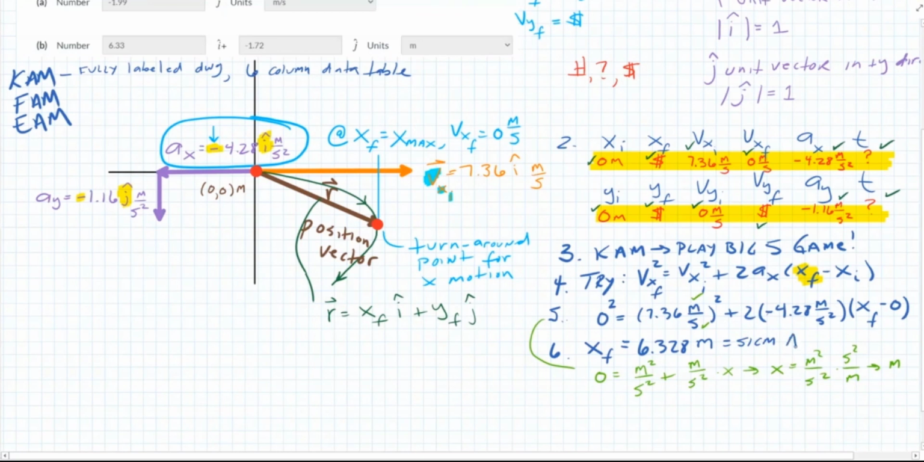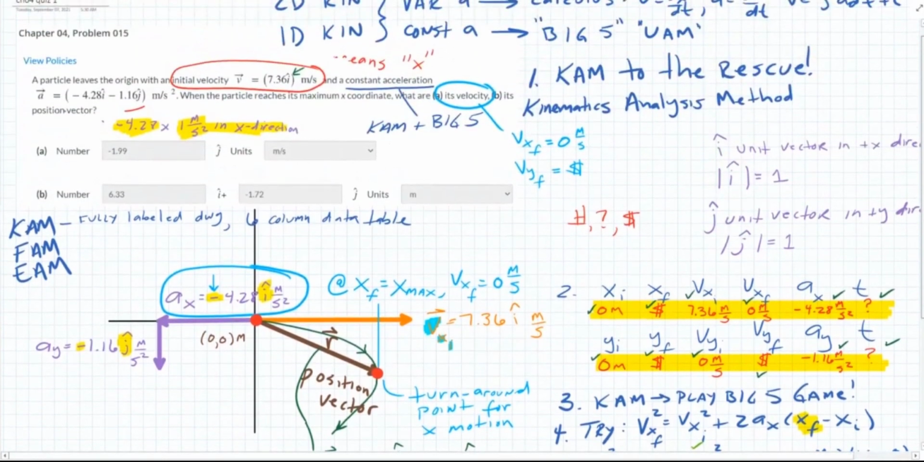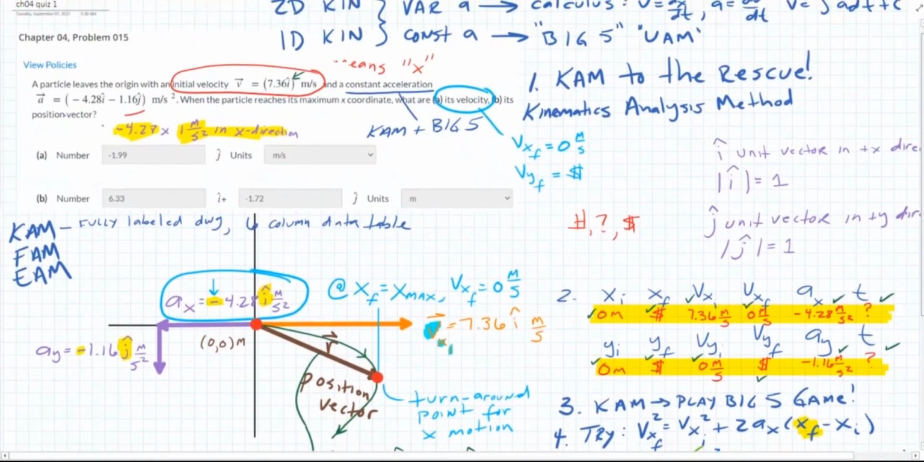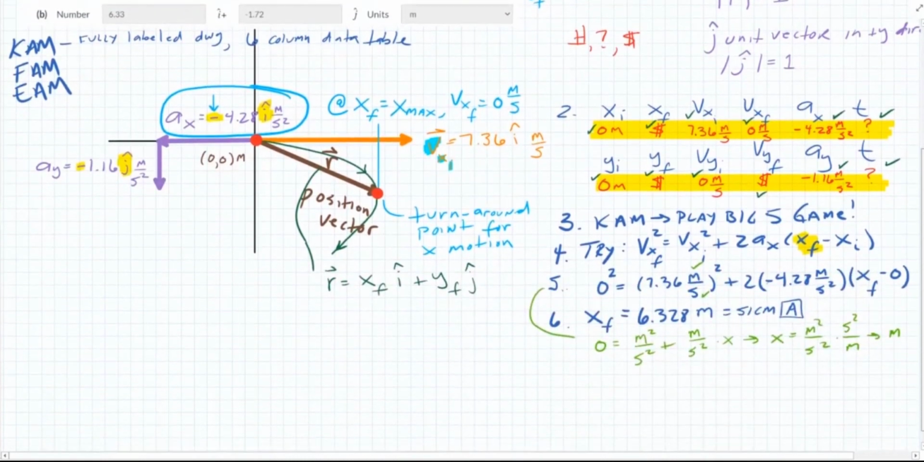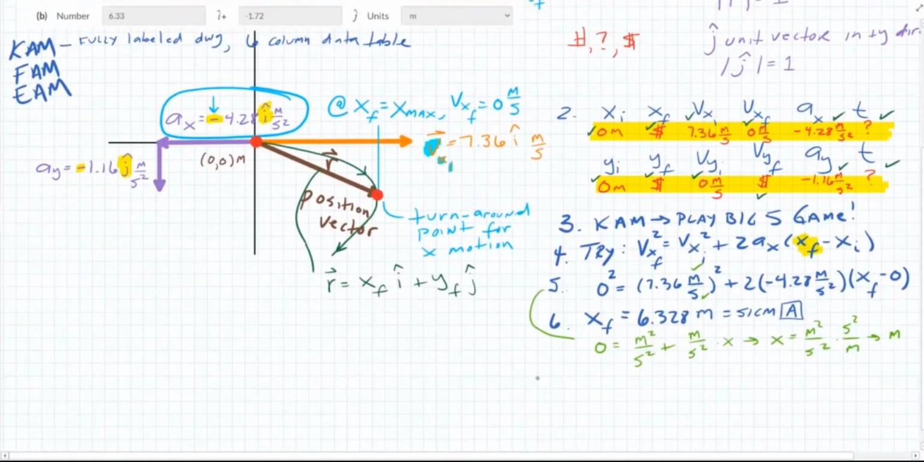SICM, which stands for store in calculator memory location. Store alpha A. So that's that for this dollar sign. So let's see, what can we do right now? It says when the particle reaches its maximum X coordinate, what is its velocity? Don't know. What is its position vector? All right, so we can say something about the position vector. No, I'll keep going here.